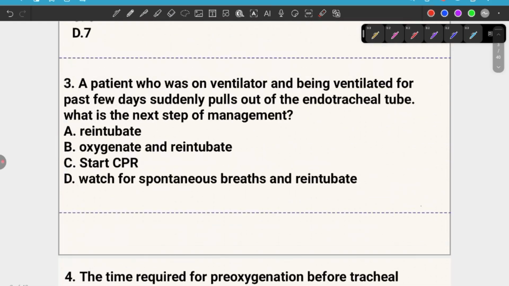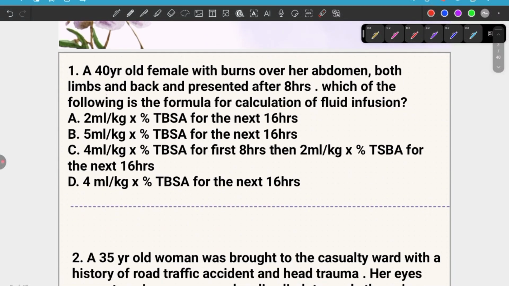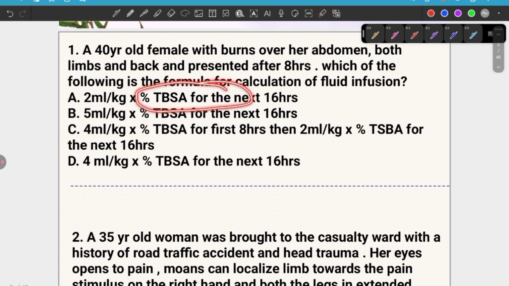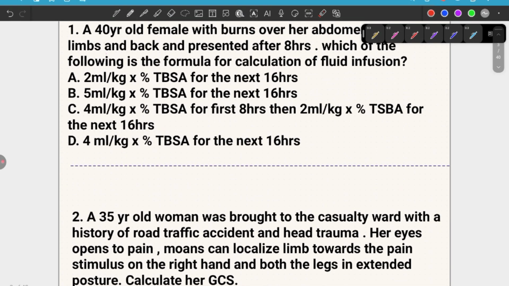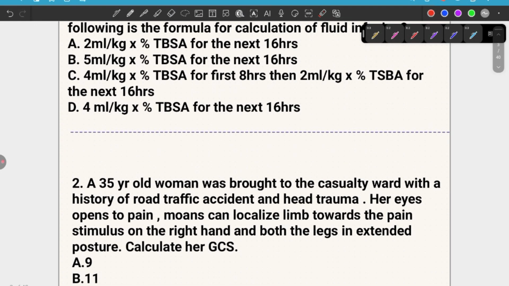This is the formula. They have asked the formula. This is the formula, that is 2 ml per kg into total body surface area for next 16 hours. You have to calculate the percentage of total body surface area. You will learn the calculation in surgery part. Here you have to see how to resuscitate. Okay.